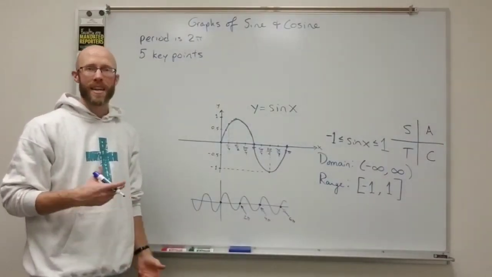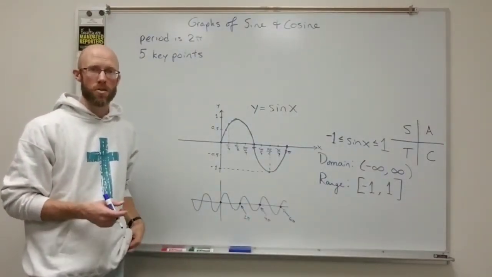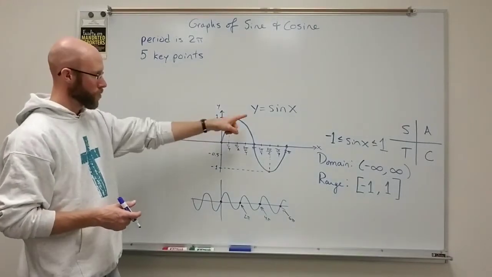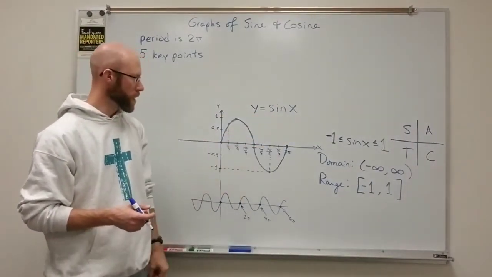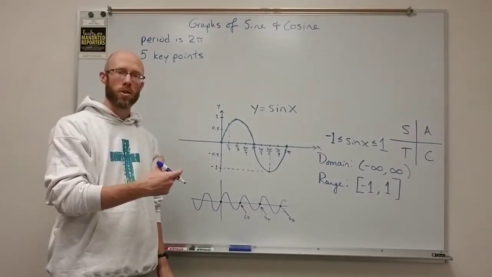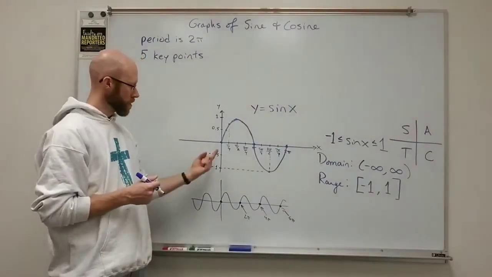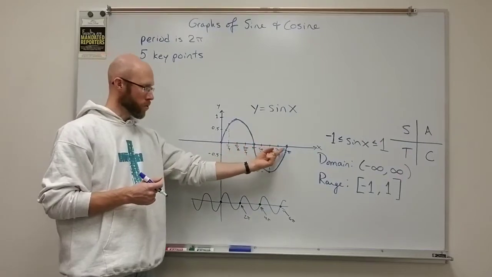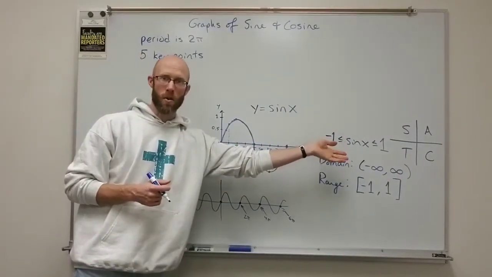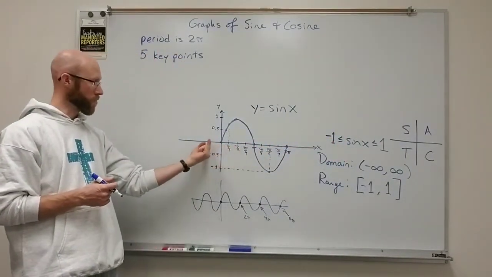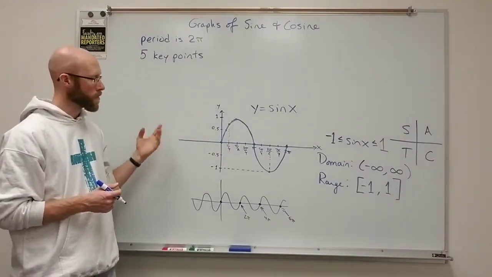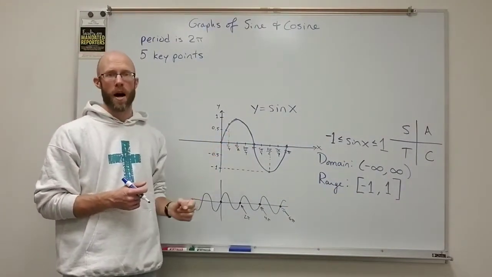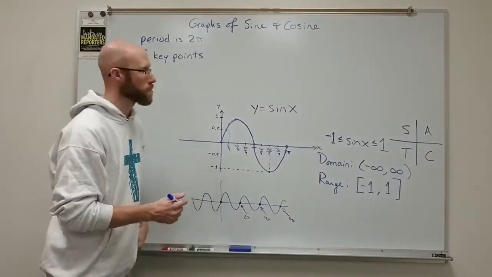Now, to find the intercepts, at least for just the sine of x, the intercepts are all going to be at integer multiples of pi. Notice 0 pi, 1 pi, 2 pi, 3 pi, 4 pi, and so on are going to be intercepts, and going negative, you have negative pi, negative 2 pi, negative 3 pi, and so forth. So integer multiples of pi are going to be the x-intercepts.